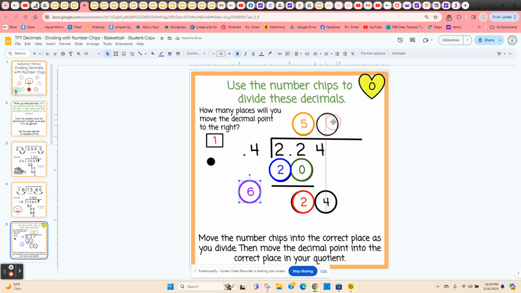Now the last thing they have to do is place that decimal point. So if they moved it one place to the right here, they have to move it one place to the right, and it'll be between the 5 and the 6 because it goes straight up.